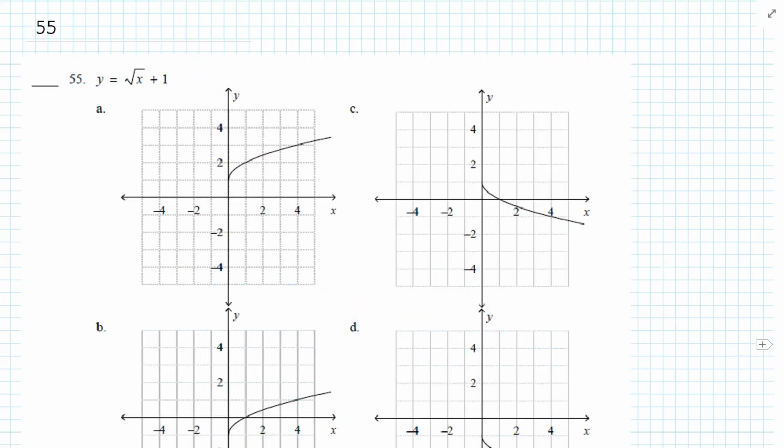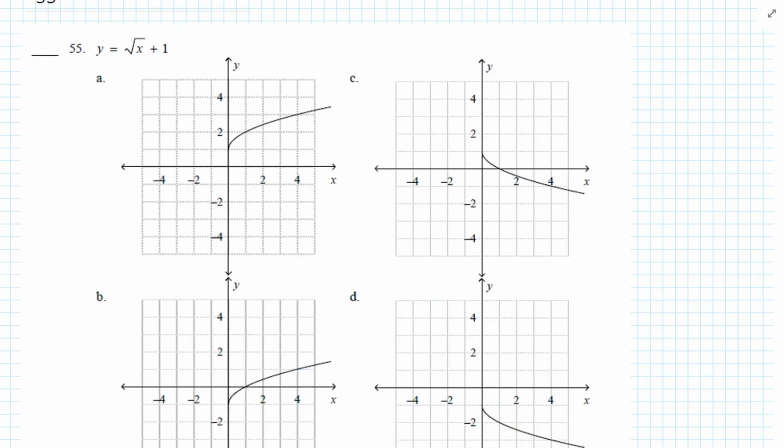55. All right. y equals the square root of x plus 1. Well, can x be anything negative? No. So all these graphs don't really help me at all. Can this value ever be negative? No. So the lowest value it'll ever be is what? 1. So just by knowing that, you could eliminate all these.